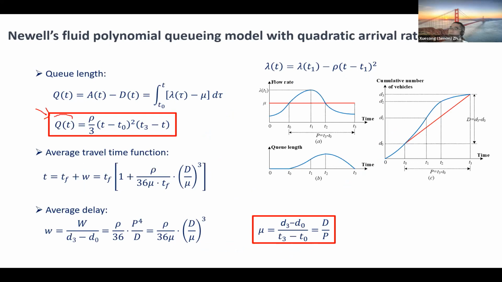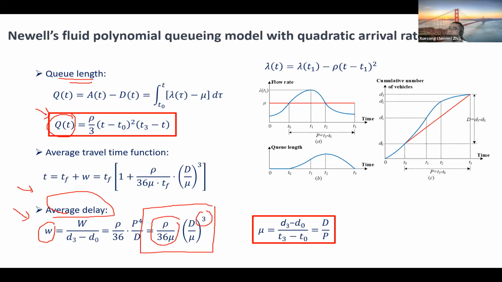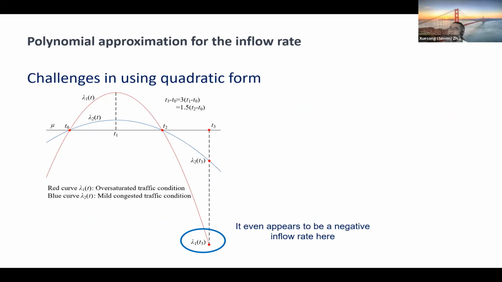Very importantly, we can define the Q of t, the Q length as a time-dependent function, with a closed form formula. And then he even clearly identified the average delay, W, as a function of D over mu, and then we have the exponent of 3. This is very closely related to our alpha parameter and the beta parameter. By looking at this wonderful analytical derivation, I ask myself, why the limited application of this wonderful quadratic arrival rate formula in our area?